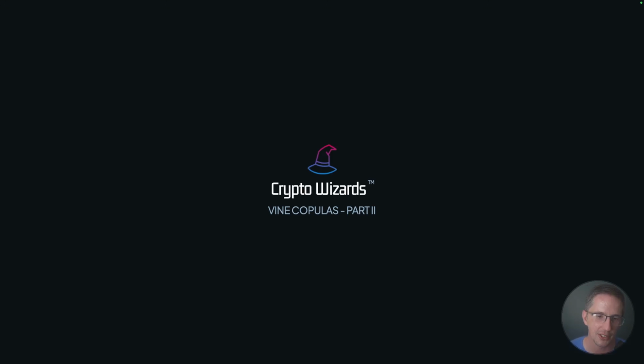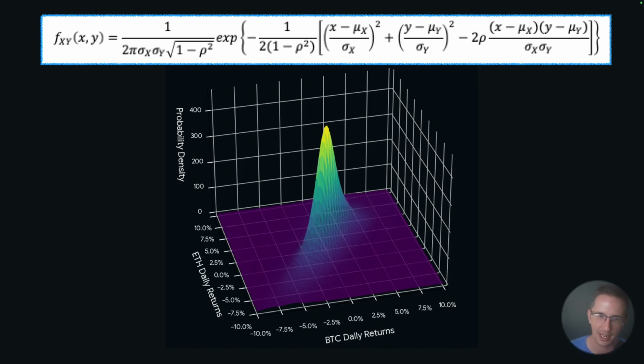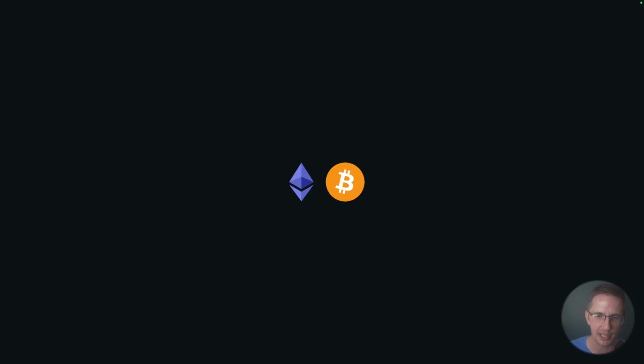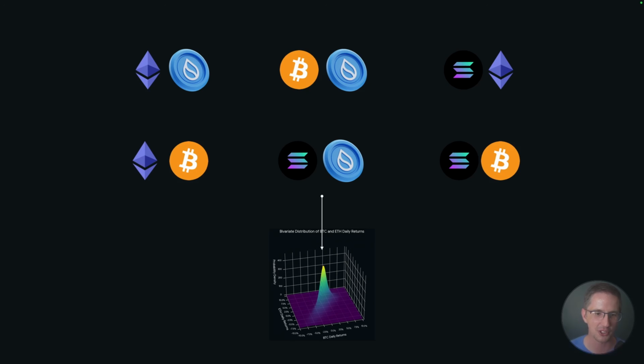You see, Vine copulas will be able to take something like this and say, well, let's just throw that out of the box because we can't do that. And what Vine copulas will do, they'll say, let's just break them down between their separate relationships. Let's look at Ethereum versus Bitcoin. Let's look at Solana versus Sui. Let's look at Solana versus Bitcoin. Let's look at Solana versus Ethereum. Let's look at Bitcoin versus Sui. Let's look at Ethereum versus Sui. And let's build our own probability density function from those.